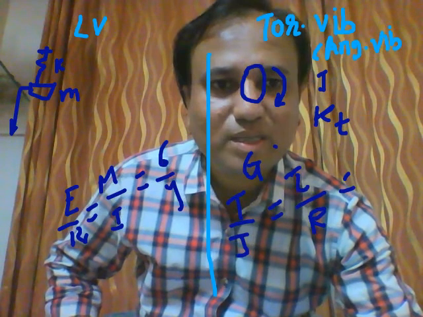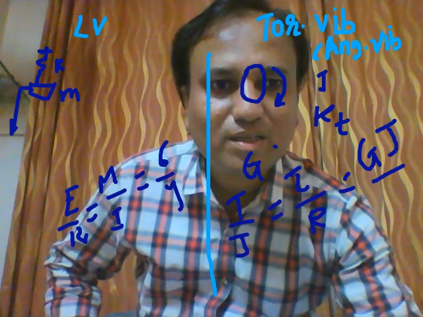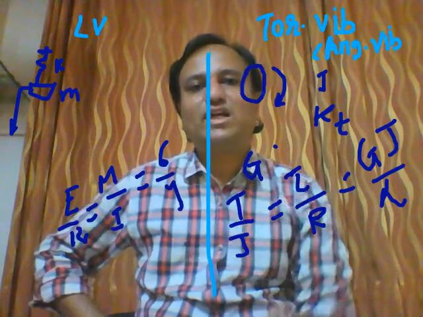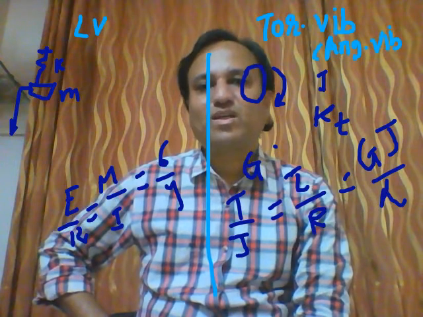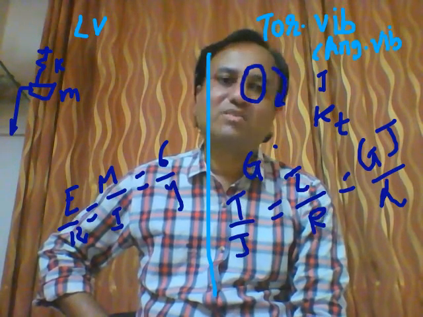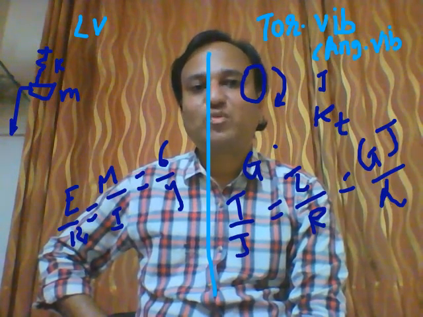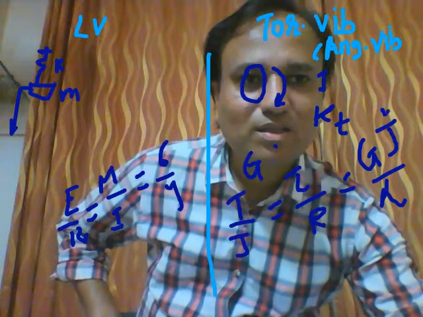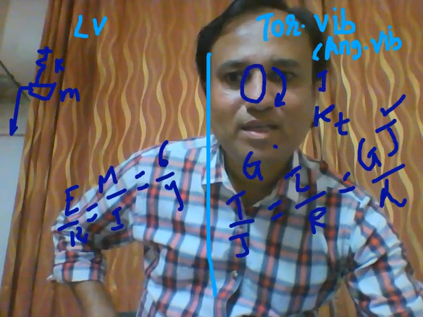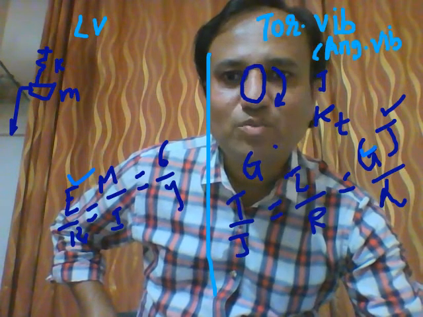E will be replaced by G, so EI by GJ over L. Student, see the analogy. E will be replaced by G, the modulus of elasticity by the modulus of rigidity, and the mass moment of inertia is replaced by J.